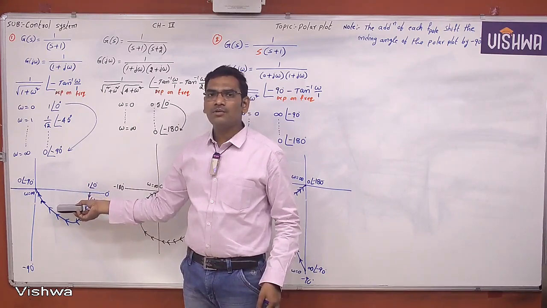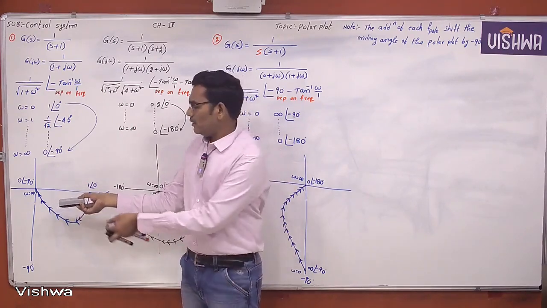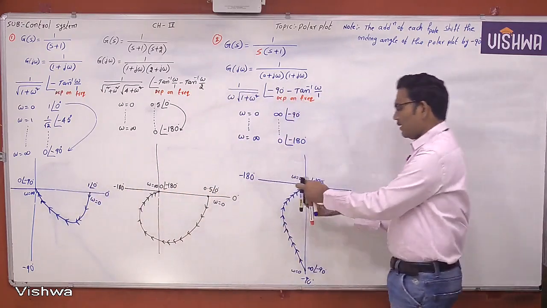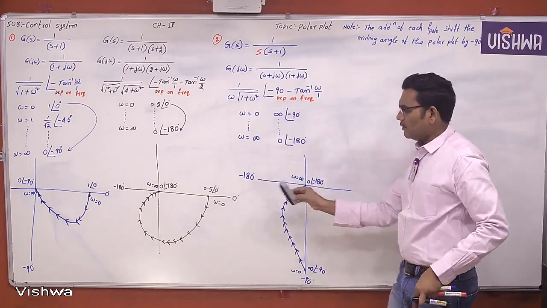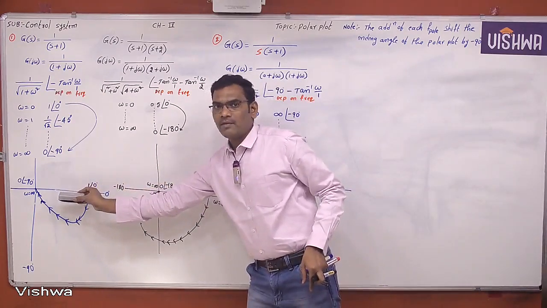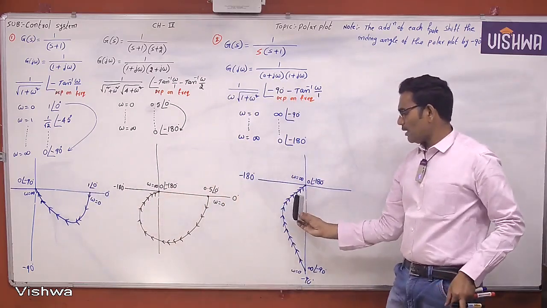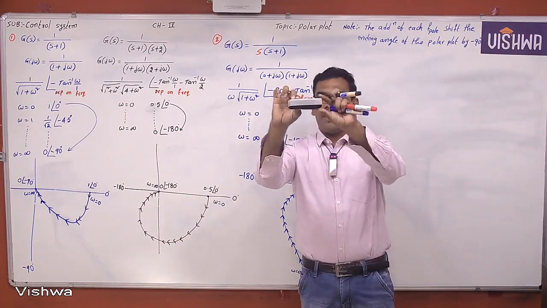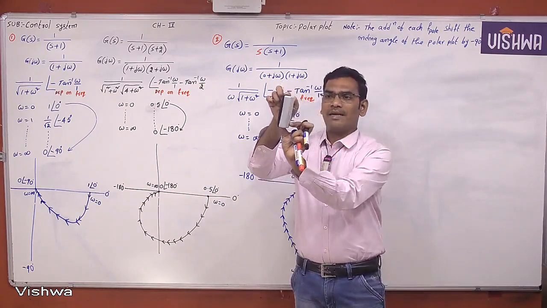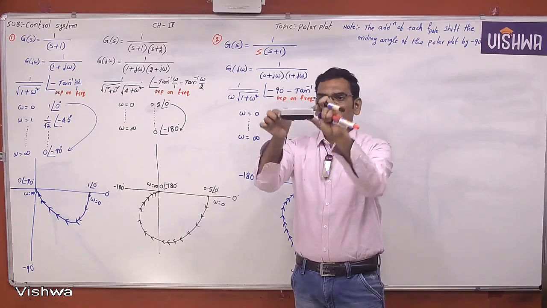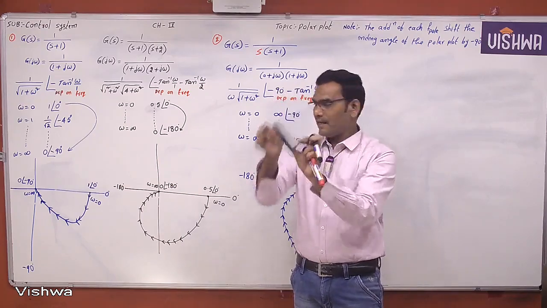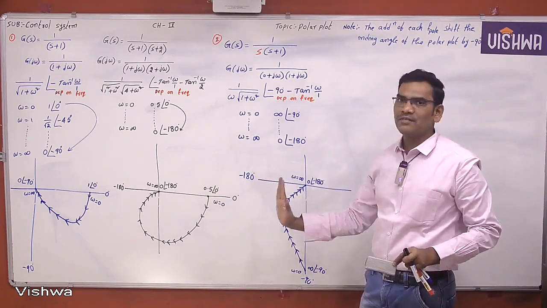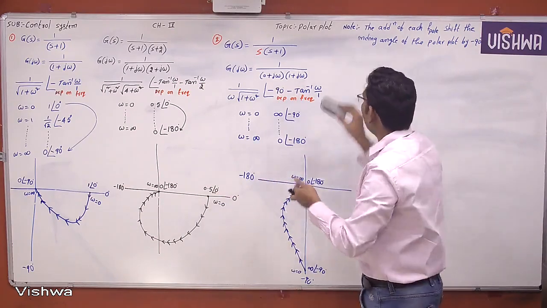Then what should you do? You just add one pole at origin. The total polar plot is shifted like this. See here, this is the original polar plot. Then you add one pole at origin. This is the polar plot. So the total polar plot is shifted like this. Means the addition of each pole at origin shifts the plot by how much? Minus 90 degrees. Minus means in which direction? Clockwise direction. So can I take that note also?